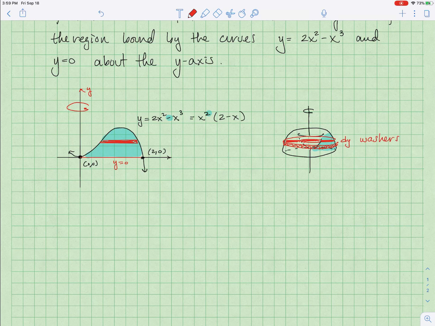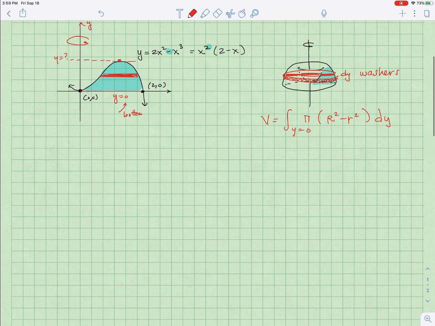So we might think then that the volume is the integral from y equals 0 here, the bottom, up to some as yet unknown ordered pair, y equals, I don't know. So there's maybe problem number 1. But let's get our form in here. We're going to use washers: pi times capital R squared minus little r squared, dy. These aren't insurmountable problems, but they're problems for us nonetheless.